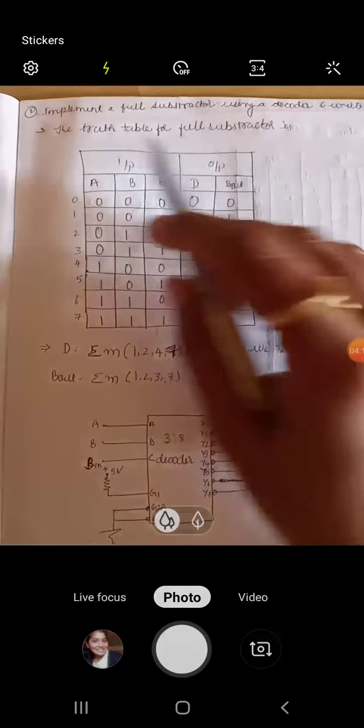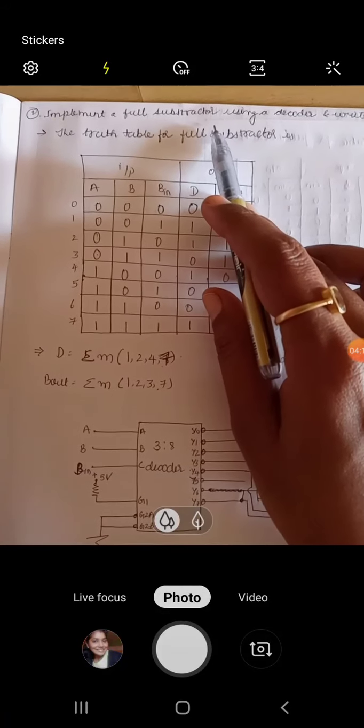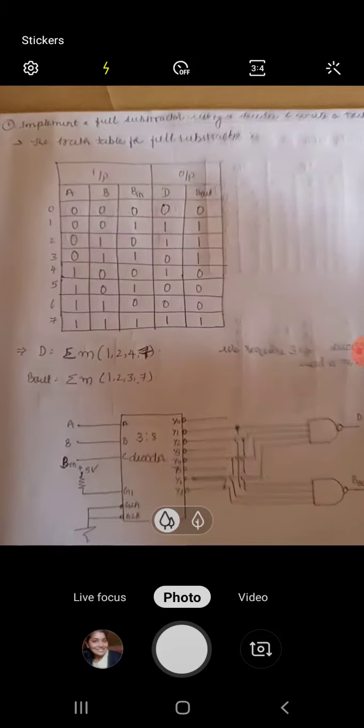Let us see another example, of implementing a full subtractor using a decoder.